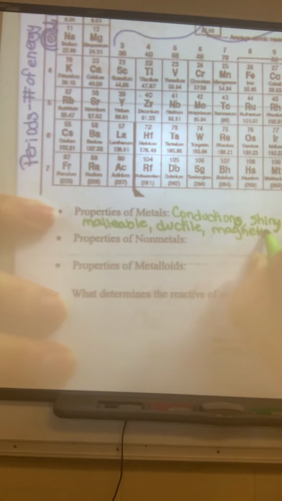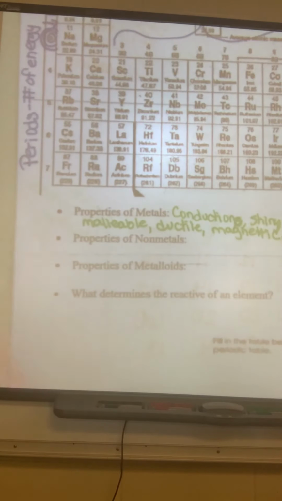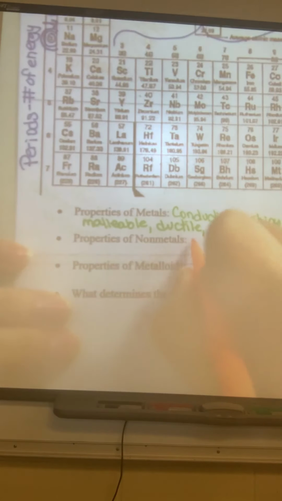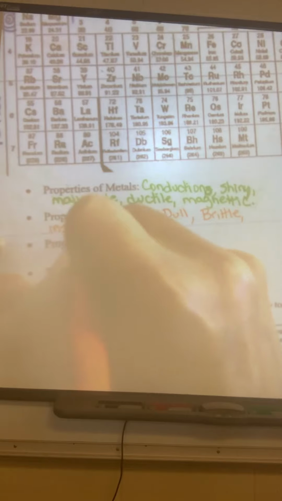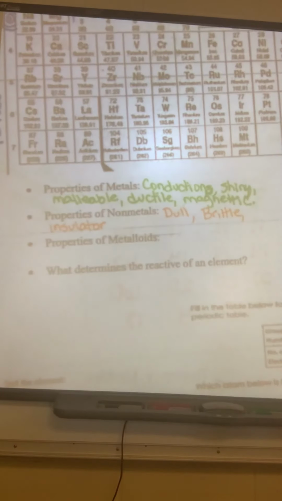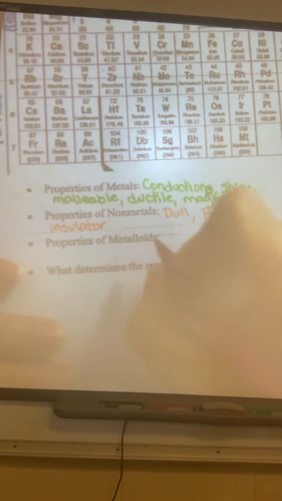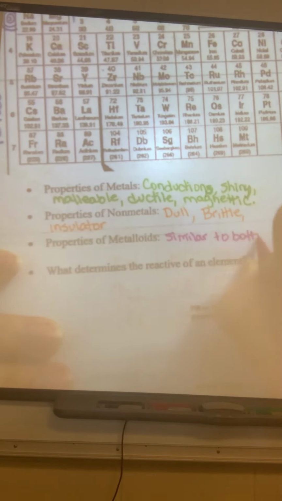All right, let's talk about my non-metals. What do they have? Dull. Oh, they're dull. Brittle. They're dull, brittle, insulators. All right, what about my metalloids? What do we know about those metalloids? They have qualities of both. Similar to both. Depending on what group they're in is what it's going to be. So similar to both metal and non-metal.